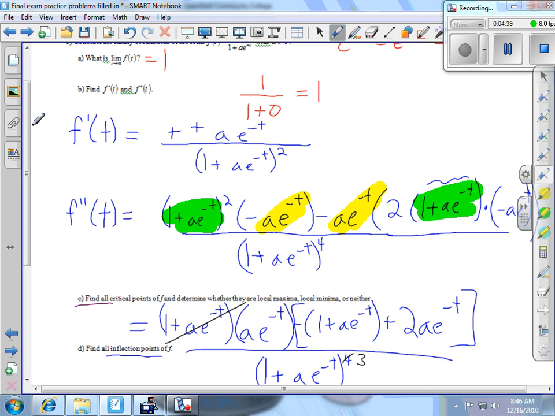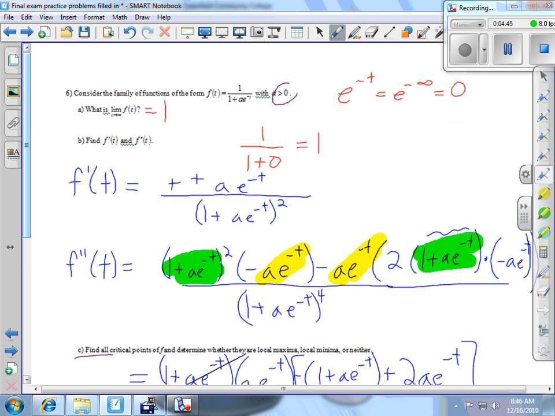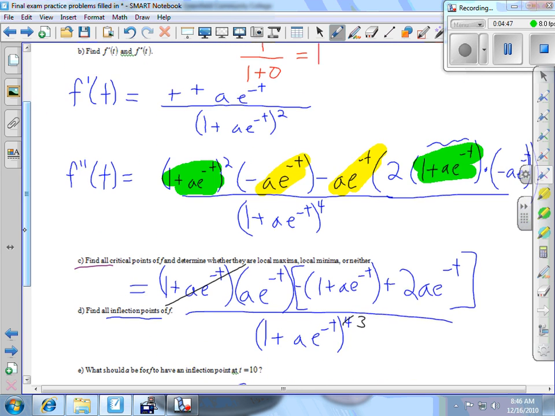Let's take a look at the top. The top has an a e to the minus t. Now a was given to be some positive number, so this is not 0. e to anything is never 0. So the top is never 0.